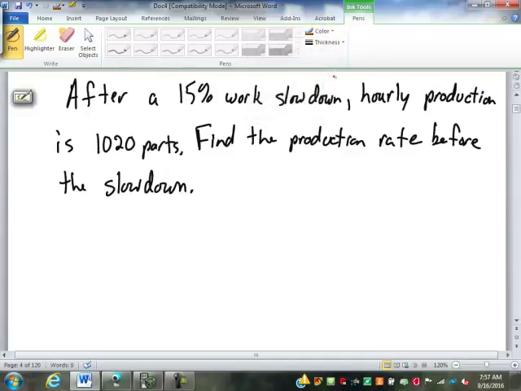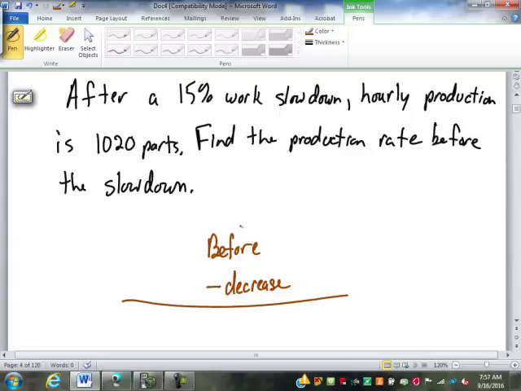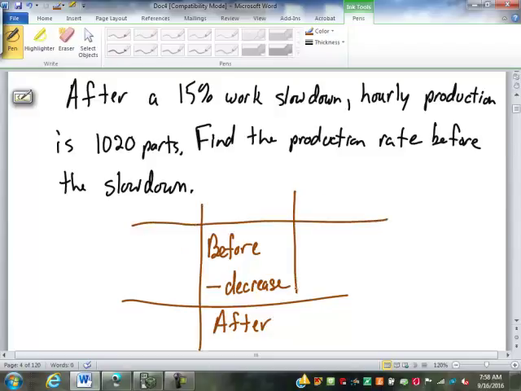So once again here, we have a decrease of something. So let's write out the words. We have the production rate before the slowdown minus this decrease. Now the words you put in here really don't matter as long as you know what they represent. You could say this was the higher rate or before slowdown or just before like I did. You could do minus the decrease or minus the slowdown or whatever. And you can put down after or current rate or whatever you want to put down here. The words don't matter as long as you know what they represent.